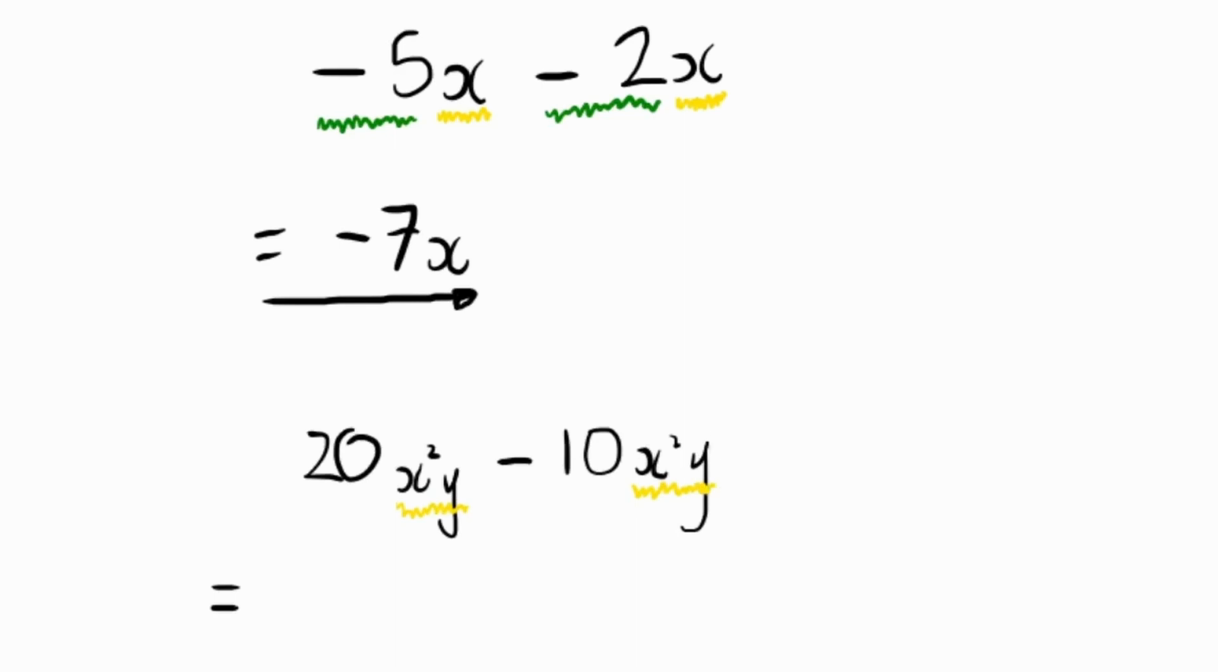And so I still need to remind myself that the variables must be exactly the same. That includes any powers. So this power of 2 over the x must be the same as the power of 2 over that x. But luckily they are the same. So let's add the coefficients. 20 subtract 10, that gives me 10, and remember my variables x squared y.